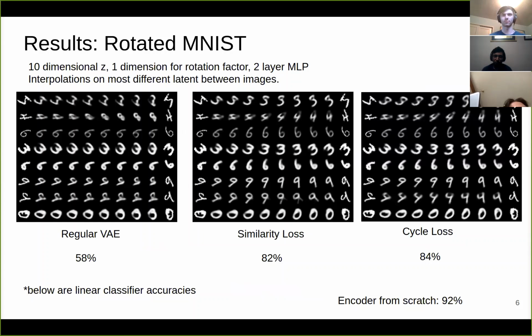So we tried these losses on two data sets. The first one is rotated MNIST, where we interpolated along one dimension. And as you can see here, the regular VAE fails to fully disentangle, while similarity loss and cycle loss are more able to handle rotations during the interpolations. And we also trained a linear classifier on top of the latents. And as you can see, it performs much better with similarity loss and cycle loss than regular VAE.